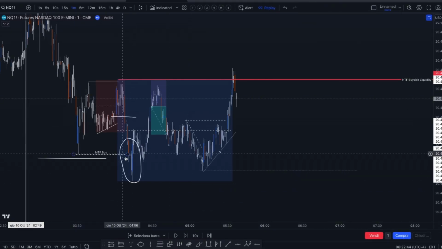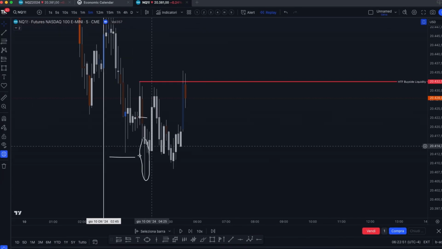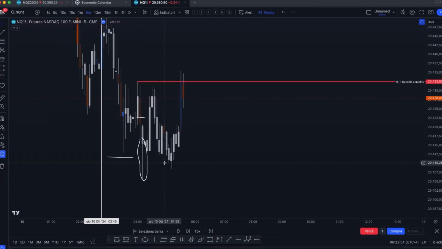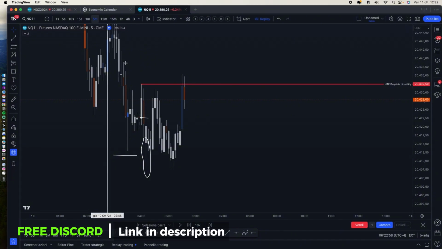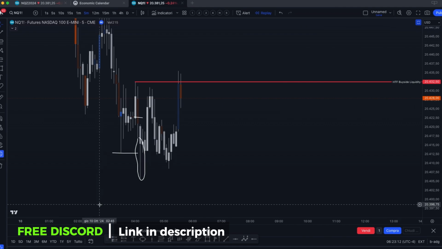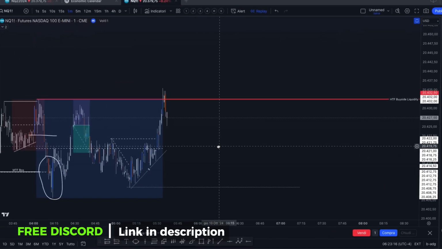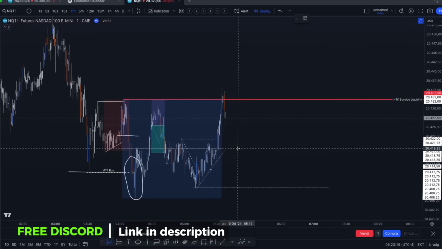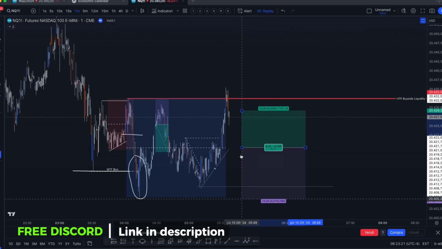Okay, this is a wick on a higher time frame, probably here, or this one, I don't remember. But as you can see, this is another manipulation here. Okay, we can easily delete this one. So what does it mean? It means that I have this trade.